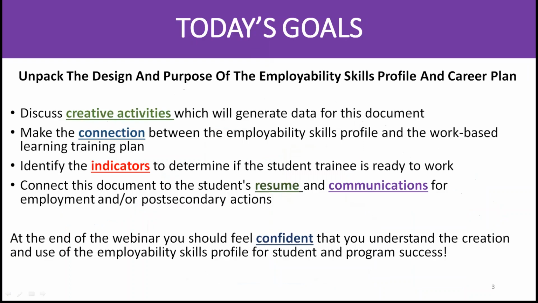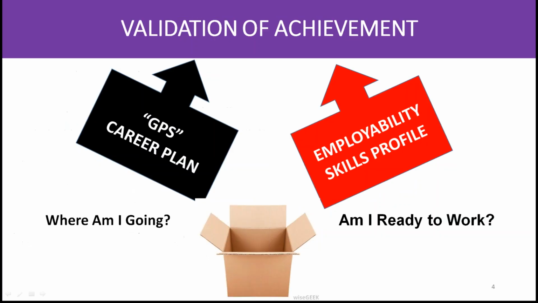We will go and talk about today. We're going to discuss some very creative activities on how to generate data for the employability skill profile. I'm going to show you how to make a connection between the employability skill profile and the work-based learning training plan. We'll identify the indicators to determine if the student trainee is ready to work, and then we'll connect this document to the student's resume and communications for employment or post-secondary actions. And I hope that by the end of the hour that you'll feel confident that you understand the use of the employability skills profile as well as the career plan as what we've talked about before. Well, we will stop in a few minutes, so if you have some questions about the what, we'll have a chance to go over that.